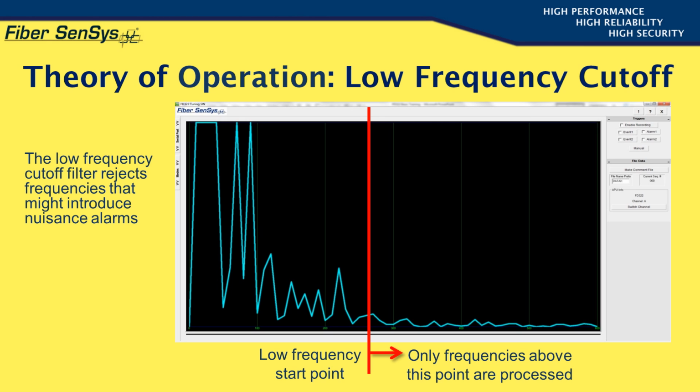As will be shown in later examples in this training program, many nuisance alarm sources, such as wind, traffic vibrations, and power line-related vibrations, have strong low-frequency components. These can often be rejected by capturing such a signal using the real-time mode, analyzing it, and setting the low-frequency cutoff appropriately to reduce or eliminate the nuisance signal frequencies.